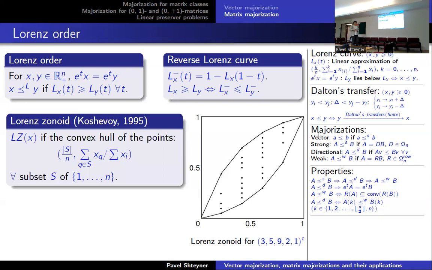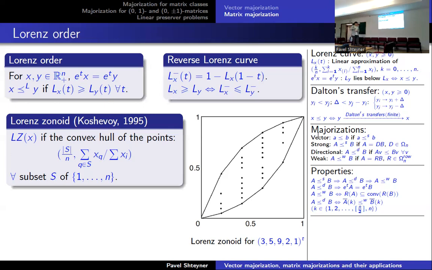This is just a way to construct this area without using order. This was proposed by Koshevoy. This is called the Lorenz zonoid. So what you do is, for every subset, you plot the following points. Again, we can speak in terms of incomes: the proportion of the individuals among the population and their total wealth. So you plot those points. For example, for one-element sets you have these points, for two-element sets these points, and so on.